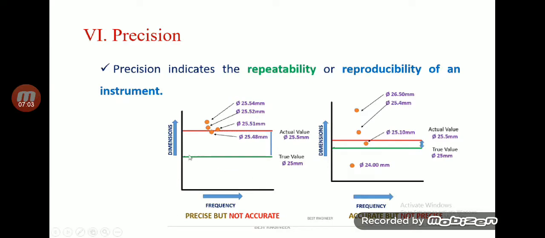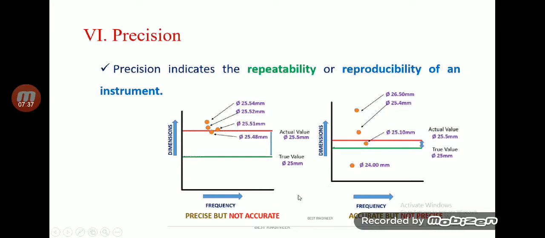Let me show this picture. Here the frequency is on the x-axis and dimensions on the y-axis. For example, I would like to make this shaft with a diameter of 25 mm, but the actual value is 25.5 mm. The 4 components I have made here are all very close to each other. So these are very precise but not accurate because there is more error. This one is the actual value, this one is the true value, here is more error. So we can say this is precise but not accurate.